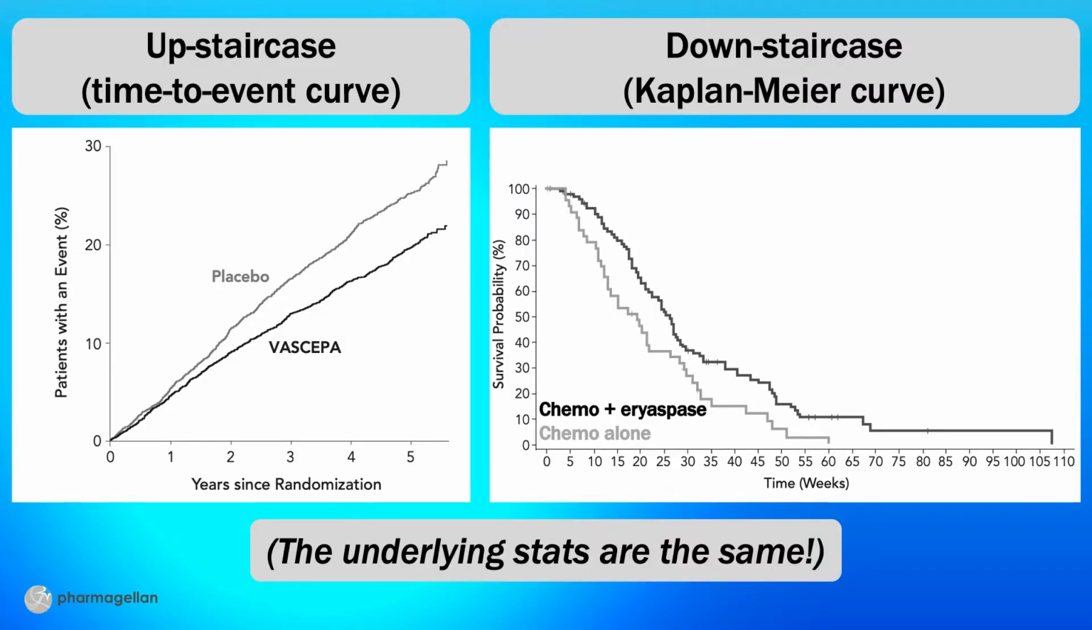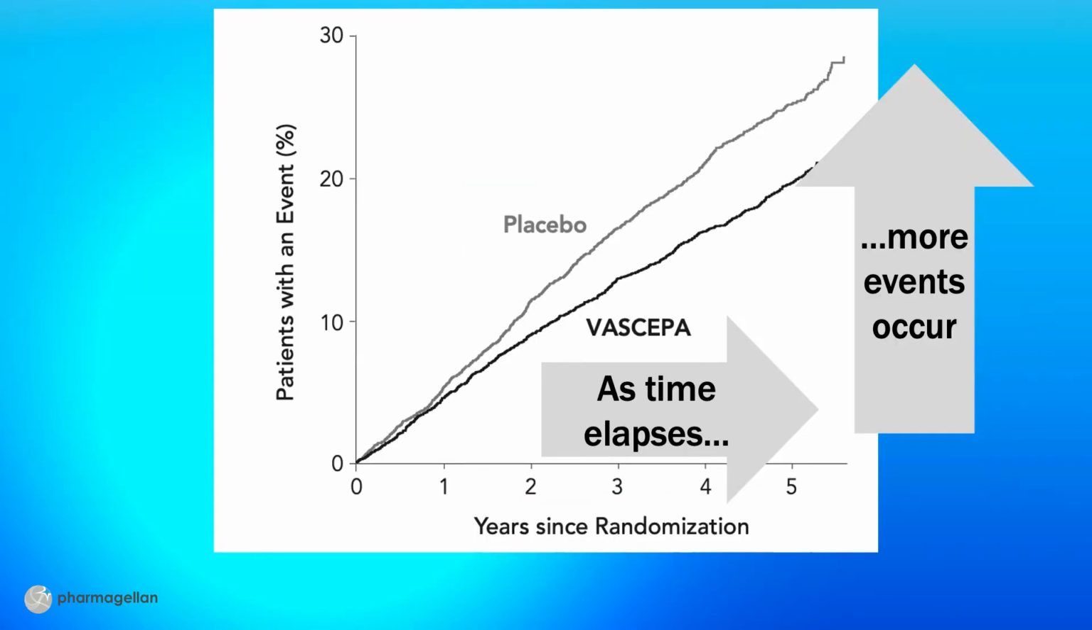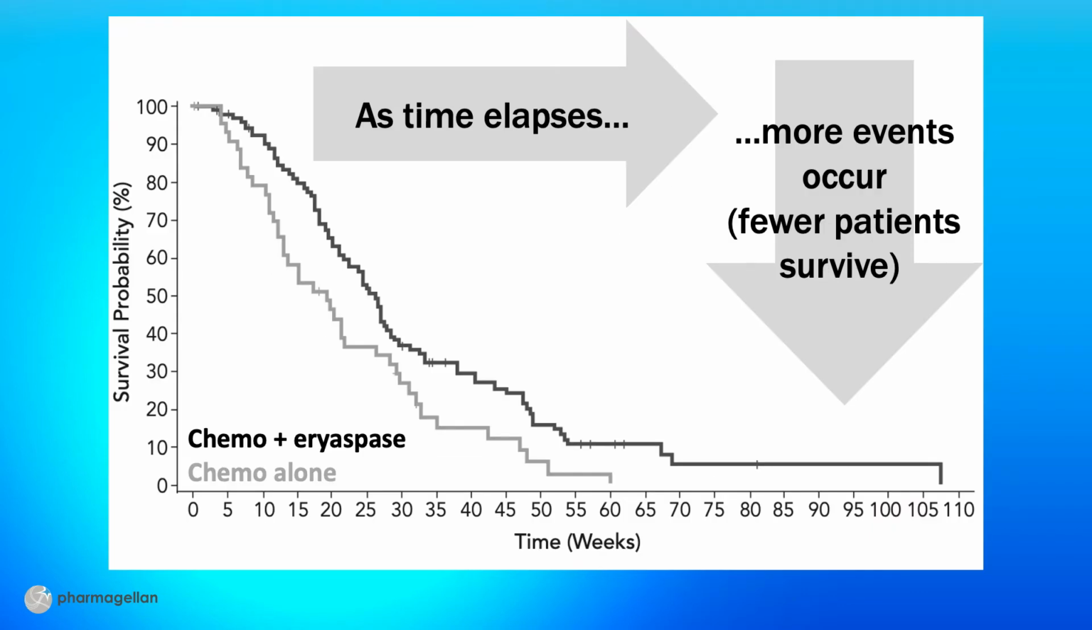Okay, let's get started looking at the figures. As a reminder, even though the staircases go in different directions in these graphs, the underlying concepts are the same, and everything we'll talk about related to the figures holds true in both. As we discussed earlier, the x-axis is time, and the y-axis measures the percent of patients who either have had an event or remain event-free.